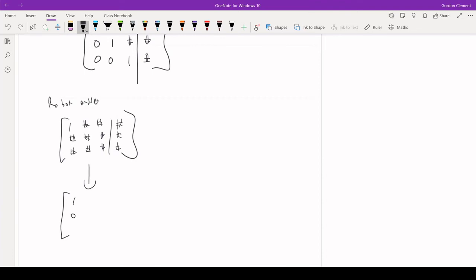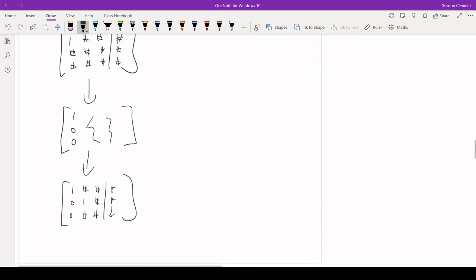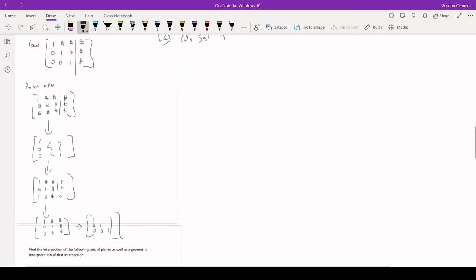And then get 1, 0, 0 and the rest of the matrix. And then get the 1 there next. And then get the 0 below. And then your last step is get the form that you want. So turn that last number into a 1. So that's our robot order that we're trying to follow.